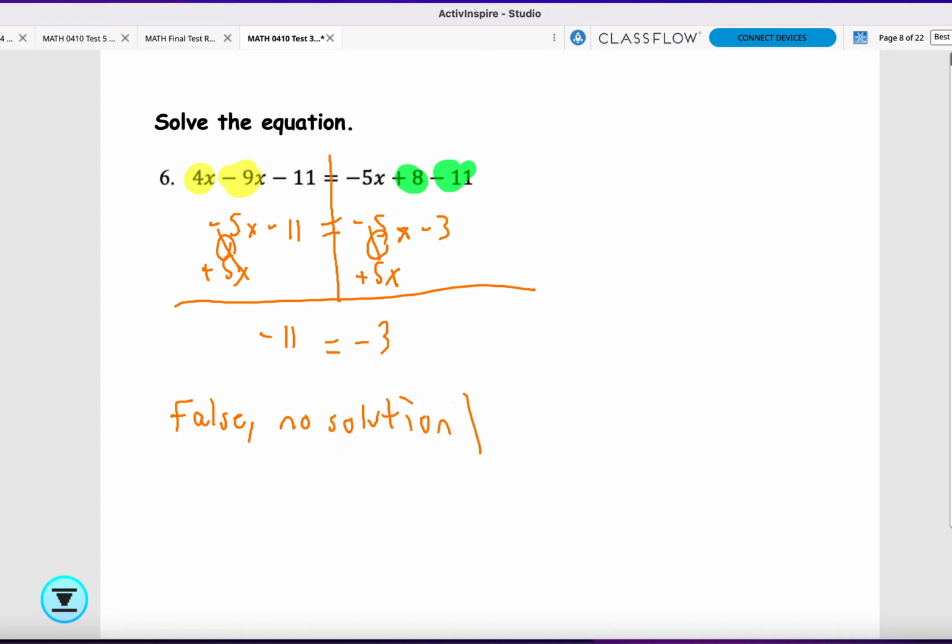When we get a false statement, guys, that means there is no solution for the equation. So if a false is a no solution, what's a true statement? If you said all real numbers or infinity solutions, you are correct. But I want you to not say infinity solutions. I want you to say all real numbers, since that is the college way to say infinity solutions. But let's keep moving on.